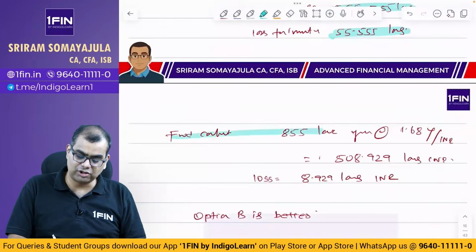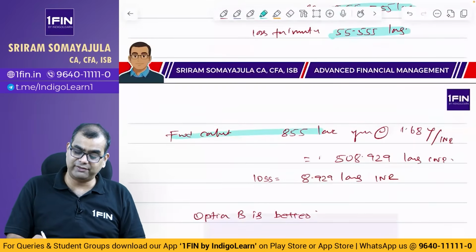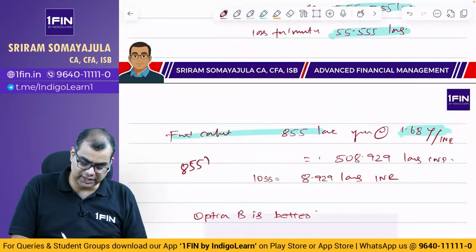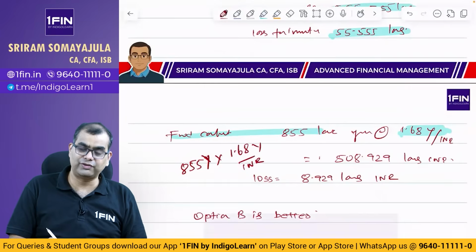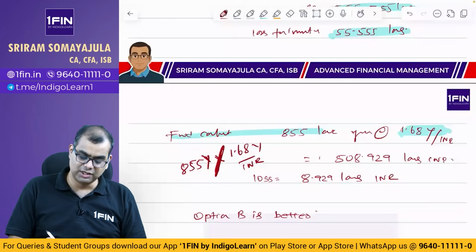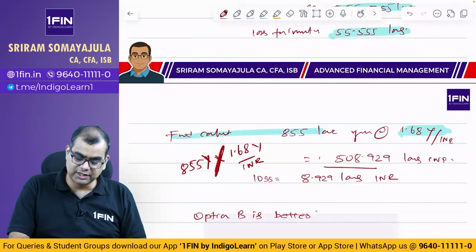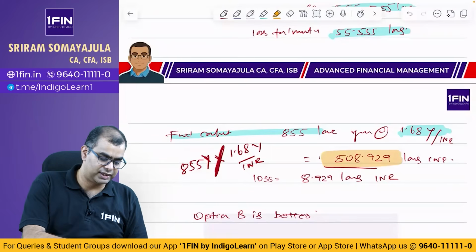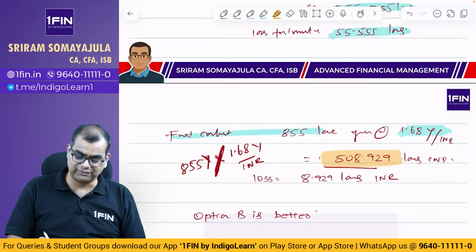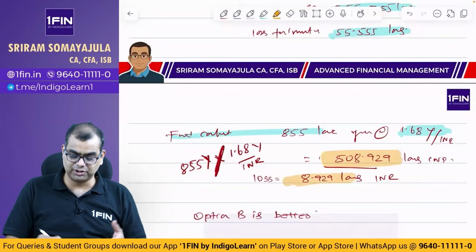Same way, if you take a forward contract, you make the yen payment of 855 divided by 1.68 yen per INR. Will you multiply or divide? You will divide, so that yen gets cancelled and you get the value in rupee terms. So you divide 855 by 1.68, you get 508.929. So the loss is 8.929. Which one is better? Option B is better. That's all.